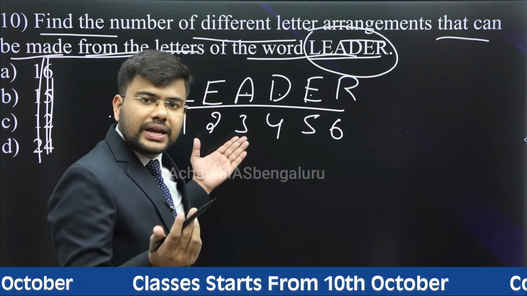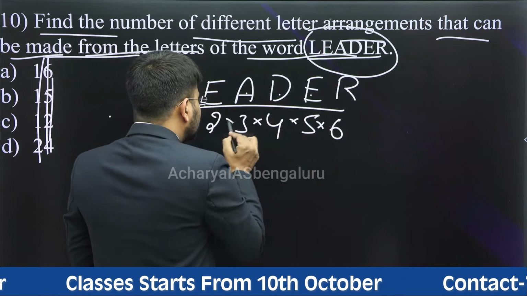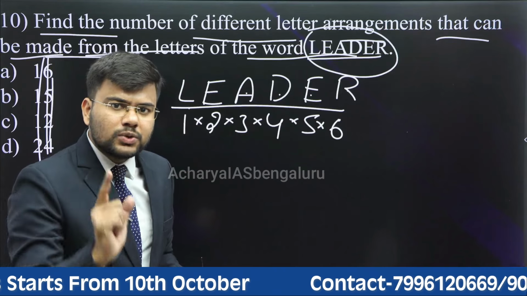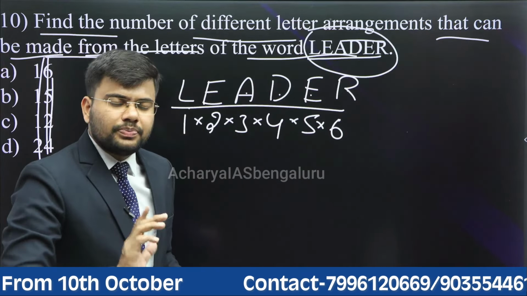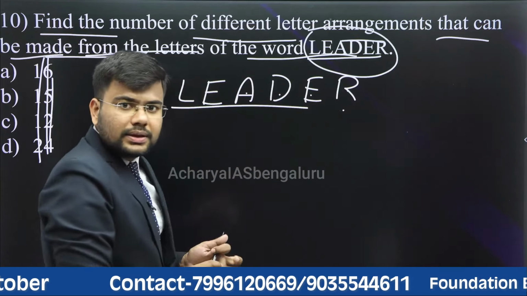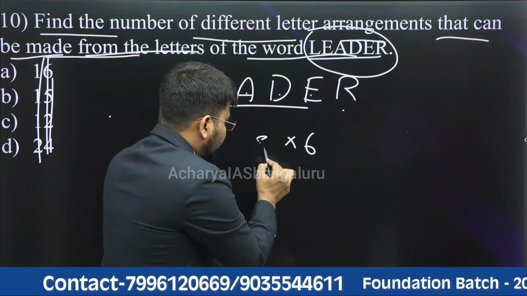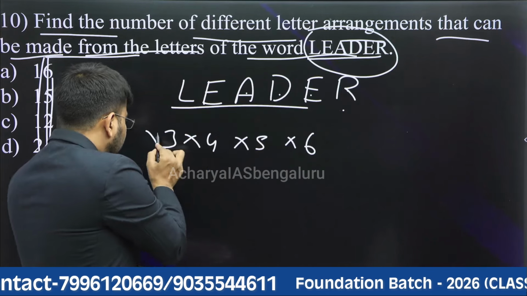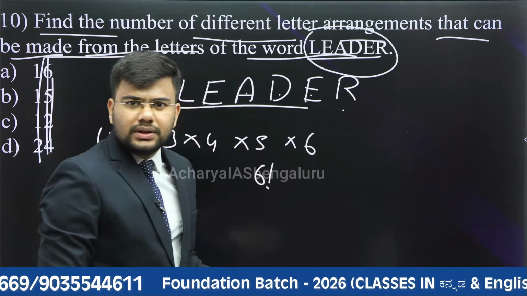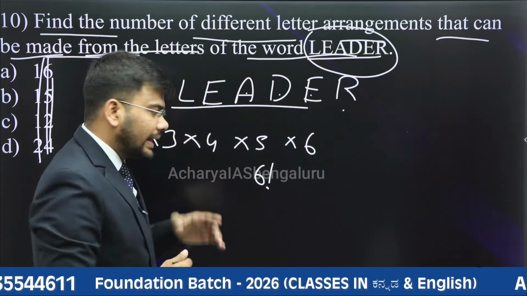These are the arrangements I can make. That is 6 into 5 into 4 into 3 into 2 into 1, if they are digits. But here I am using the concept called factorial. Why, sir? You will understand why in a while. Now, that is 6 into 5 into 4 into 3 into 2 into 1. This is nothing but 6 factorial itself. That's it. The same thing we have done there.